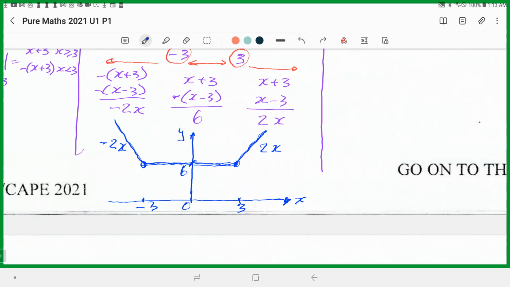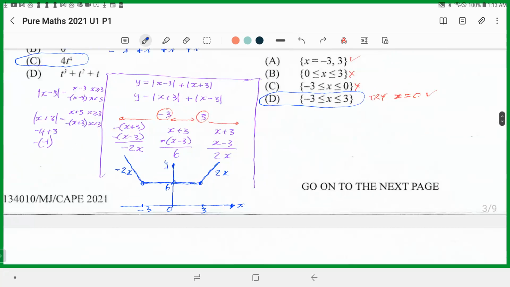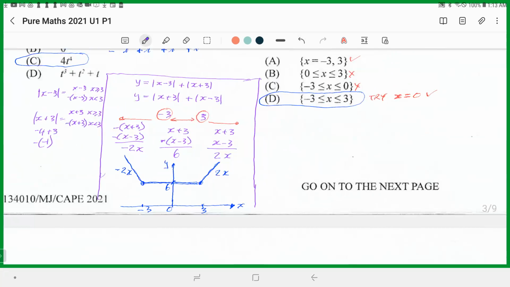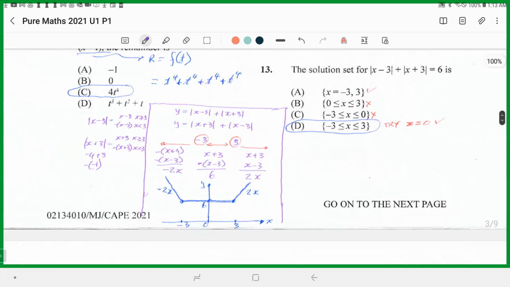But we never need it, because why? Tell me why we never need to do the graph to get the answer. Because they already gave us the answers. Why is it that we did not need to do this graphical way in this question that they gave us on the multiple choice paper? Why is it that we did not need to work it out?